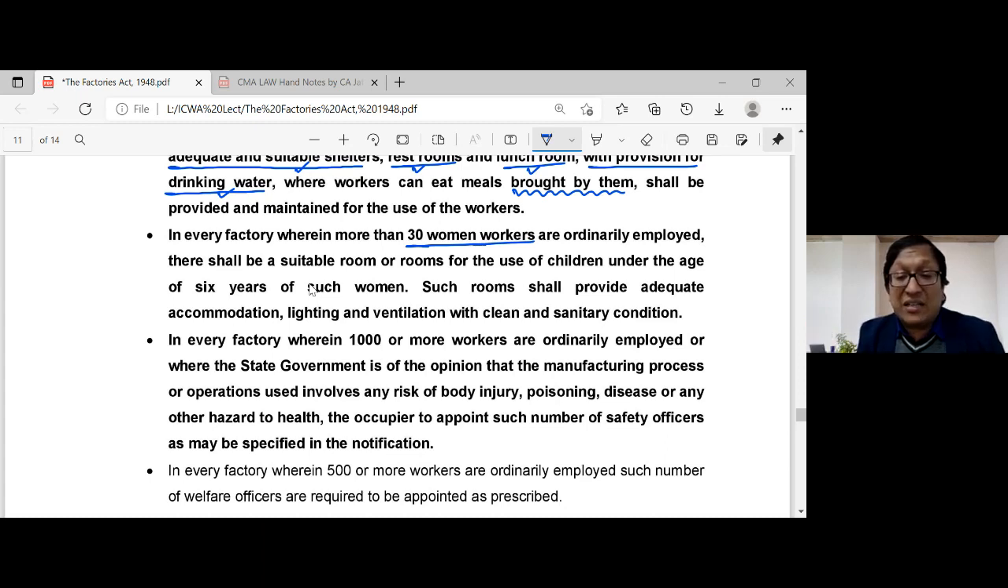Otherwise, they are saying that in every factory wherein more than 30 women workers are ordinarily employed, there shall be a suitable room, common room type. There should be a suitable room for the use of children under the age of 6 years. Up to the age of 6 years, the children may go there. Such rooms shall be provided with adequate accommodation, lighting, and ventilation.